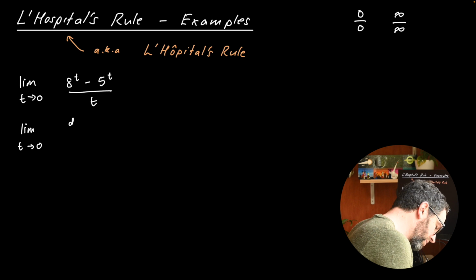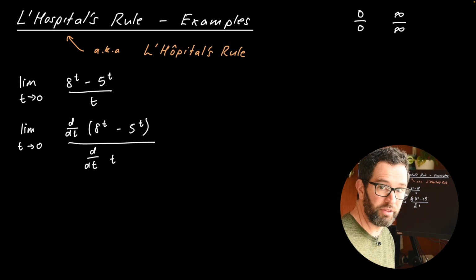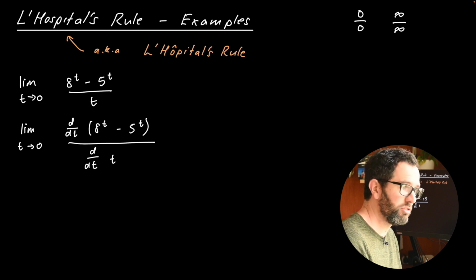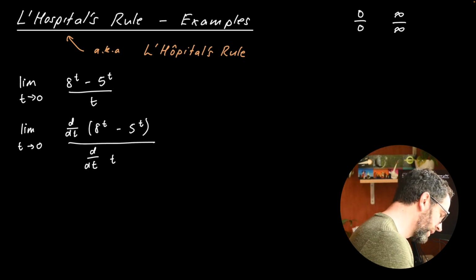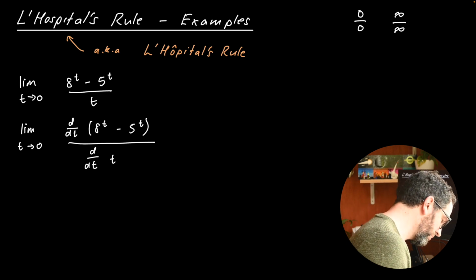derivatives. So basically I'm going to differentiate the top of the fraction and differentiate the bottom of the fraction, and then that will be the same limit. It's not the quotient rule, I'm not differentiating the fraction as a whole, I'm differentiating the numerator and the denominator separately. Now if you're anything like me, you might have been thrown by how on earth do I differentiate, for example, 8 to the power of t.